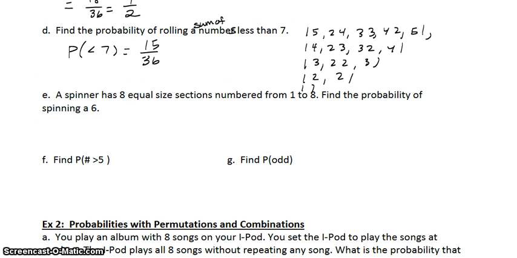Part E, a spinner has 8 equal-sized sections numbered 1 to 8. Find the probability of spinning a 6. All right, so this time there are 8 sections they told us, and we can assume that there's only 1 6. So 1/8 would be my answer.